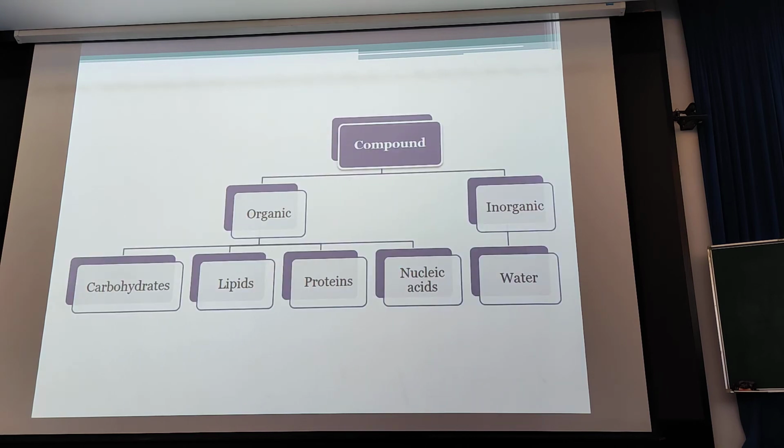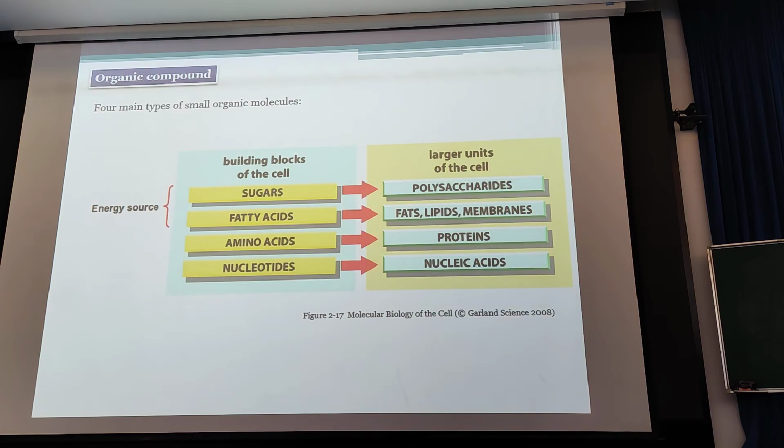Now we move to the organic compounds, an important part of living organisms. There are 4 main types of small organic molecules: sugars, fatty acids or fat, amino acids, and nucleotides. These are small units, and they can form the large units of the cells. We have the polysaccharides, we have the fat, we have the proteins, and we have the nucleic acids.